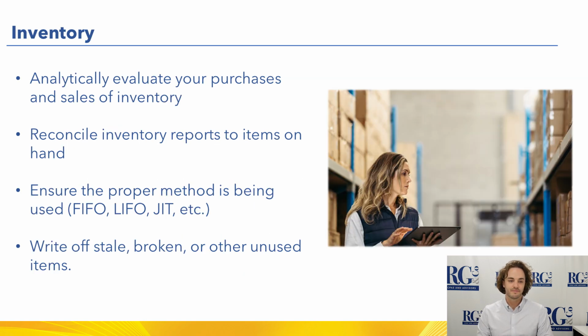Next is inventory. Inventory can get complicated fast, so you want to evaluate your monthly purchases and your sales. If you are confident in your inventory system, doing a quick calculation of your purchases and sales for the period, you should be able to back into your inventory balance, or at least be pretty close. This can play a big role in your cost of goods sold and your margins, so you definitely want to be on top of that.